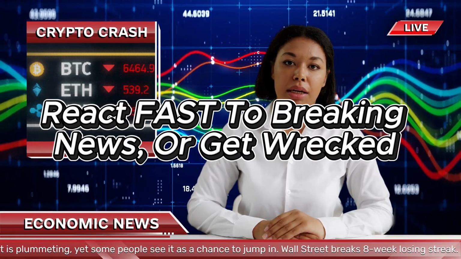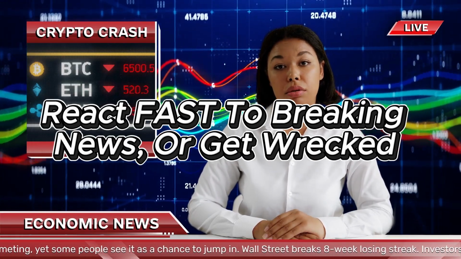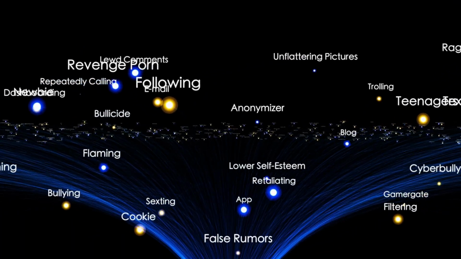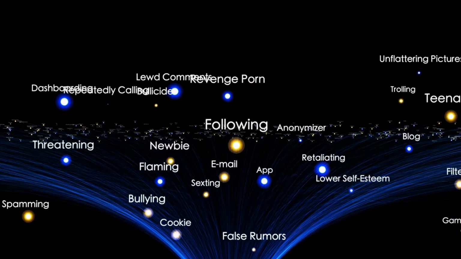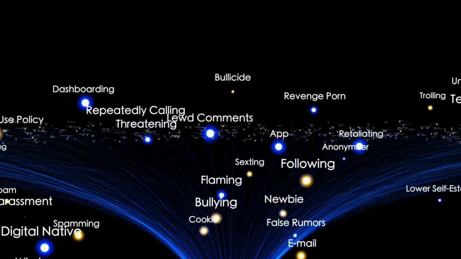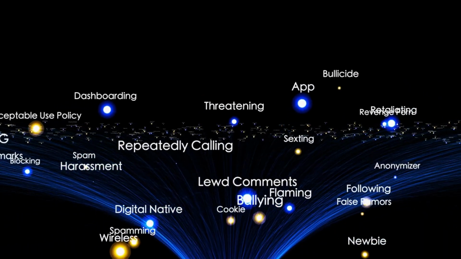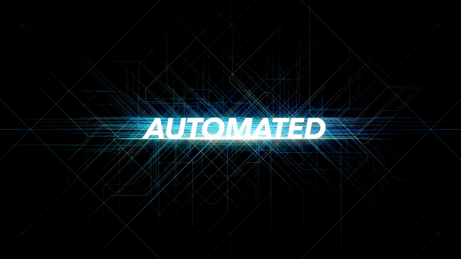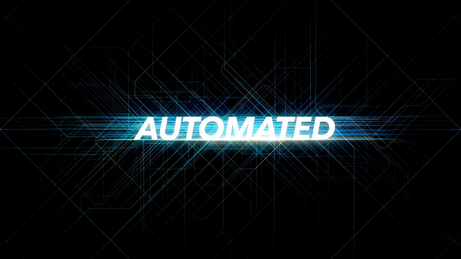Reacting fast to breaking news is crucial if you don't want to get wrecked. Monitor Twitter and Reddit during breaking events, use tools like Brand24 to track emotional spikes, and react instantly when sentiment flips. After news drops, link keywords to auto-trade triggers and set bots to pause during massive uncertainty.